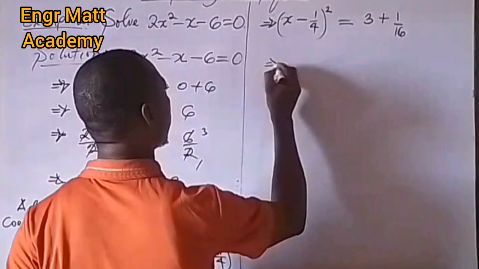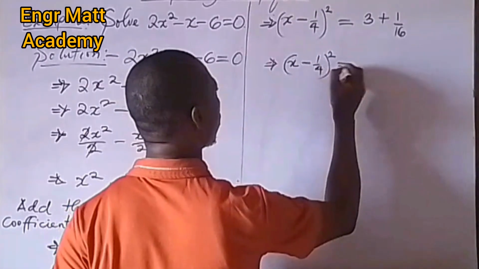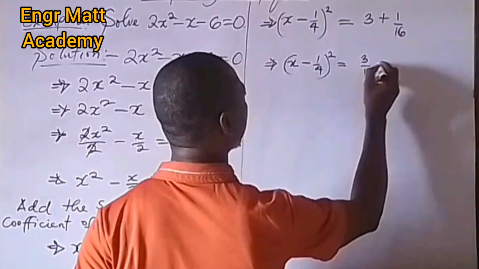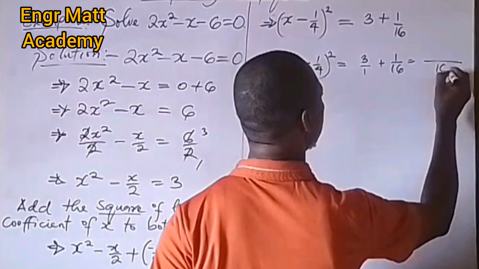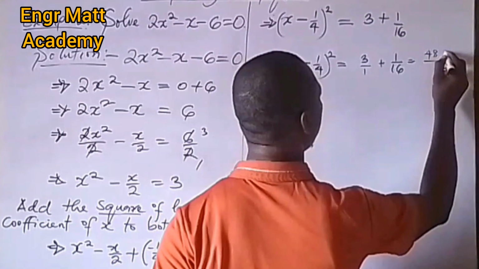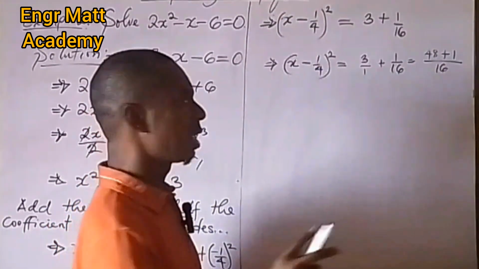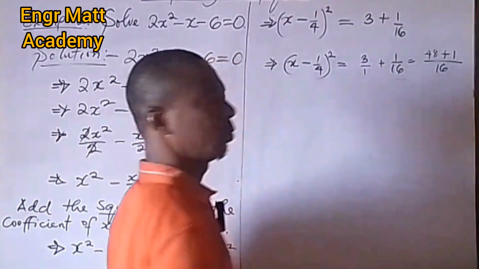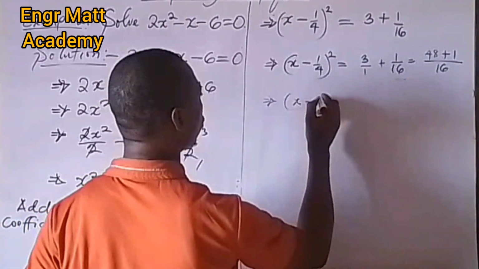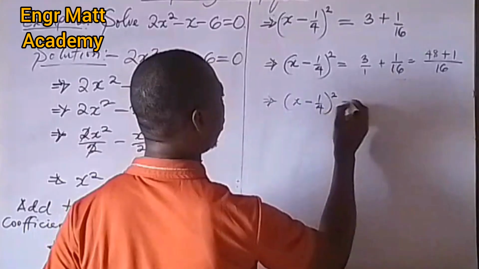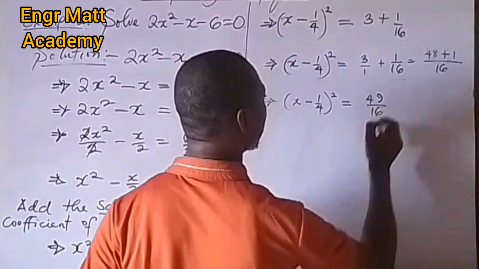So this will give us x minus 1 over 4 squared is equal to, let's make this fractional by saying 3 over 1 plus 1 over 16. This will give us 16 as the LCM, 48 plus 1. Since this is SS2 maths, I expect you to know how to add fractions. Let's continue. We have now x minus 1 over 4 squared equal to 48 plus 1, 49 over 16.